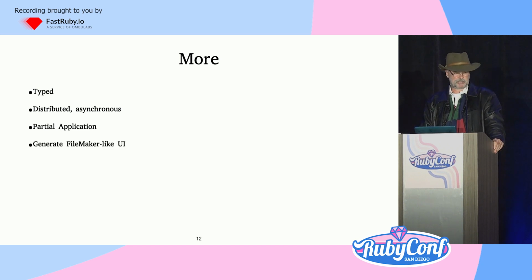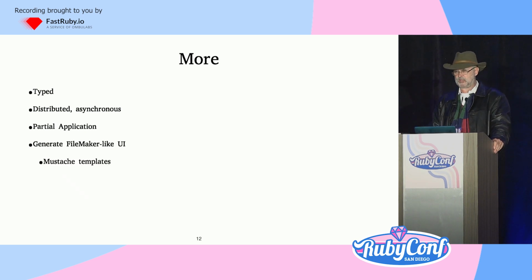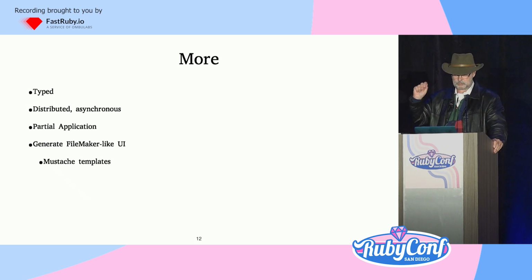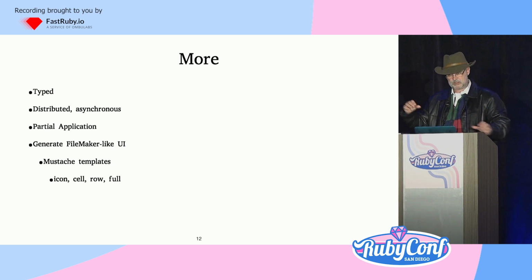I want to be able to generate a FileMaker-like user interface automatically for any endpoint. And this is, I think, easier than that might sound at first. The results of the endpoint have a type. The type can give us mustache templates. The results can always be retrieved in JSON, and that JSON can be fed into the mustache template and give us the representation of what's at that endpoint in a few fixed ways that can be used as parts of larger user interfaces.